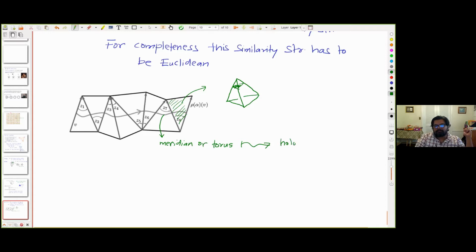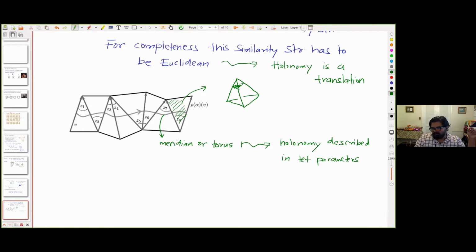And how is this holonomy described? This holonomy is described in terms of these tetrahedral parameters. And for completeness, this requires it to be a translation. So it has to be Euclidean. And how will it be Euclidean? If this holonomy is a translation. Right, that's a Euclidean torus, translations in two independent directions. And so this condition gives you another equation called the completeness equation.